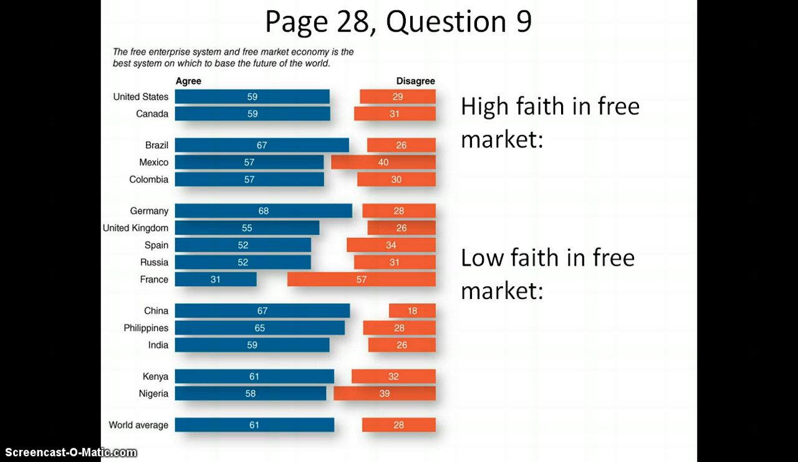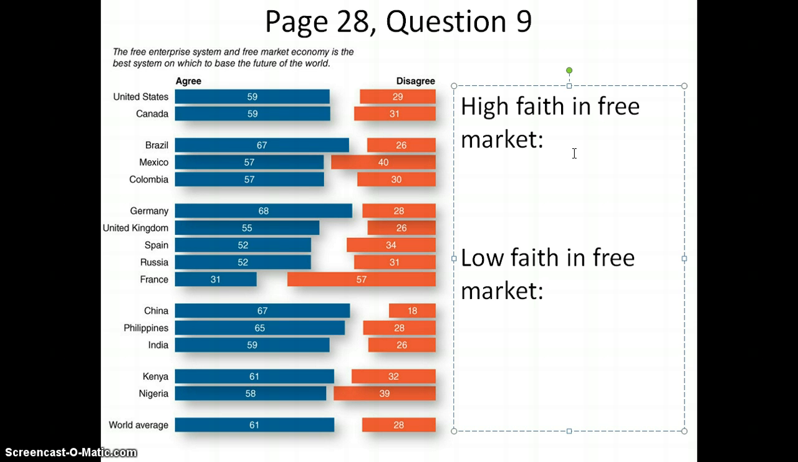The next calculation question is on page 28, question 9, and it asks you to look at this graph and determine which nation has a high faith in free market and which one has a low faith in free market. To determine the one that has a high faith in the free market, let's look at the question. It says that free enterprise system and a free market economy is the best system on which to base the future of the world.